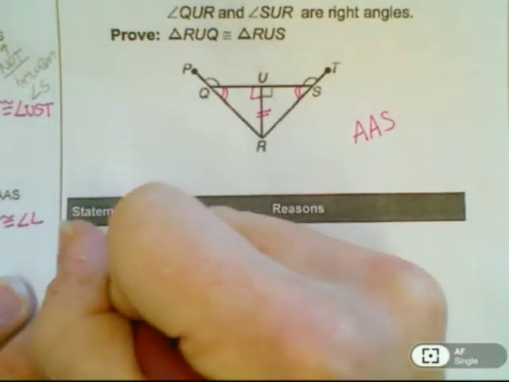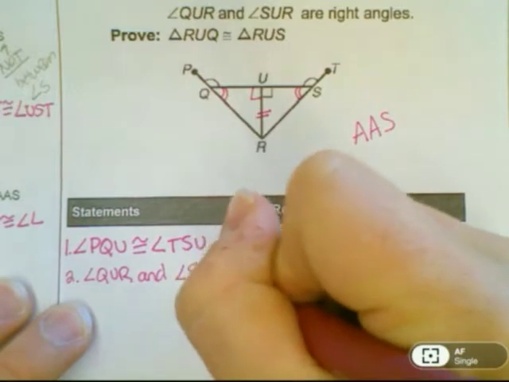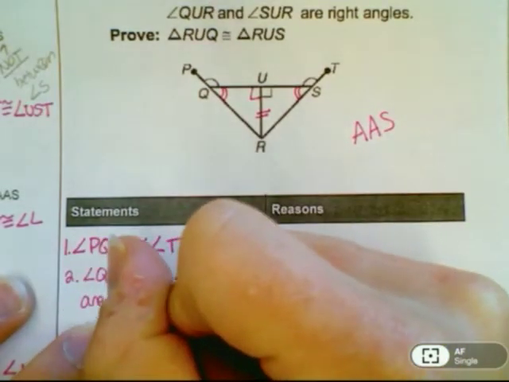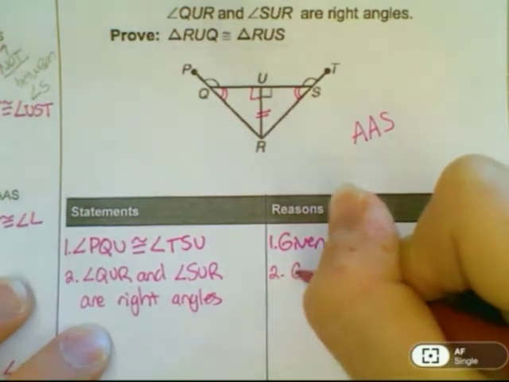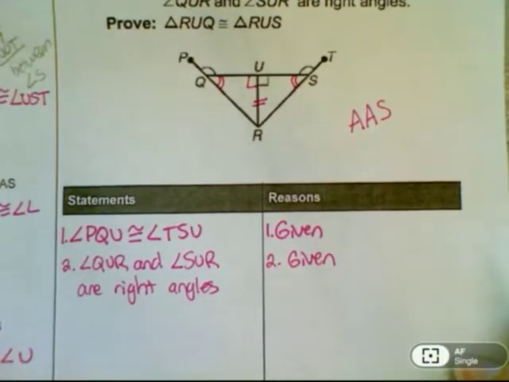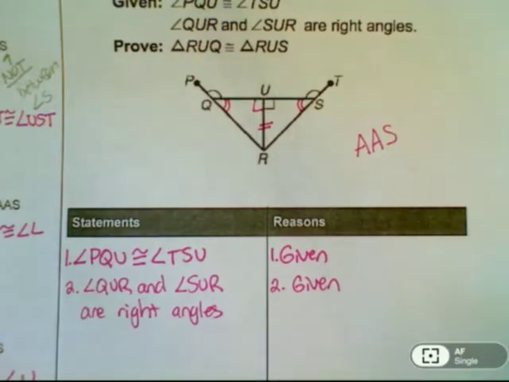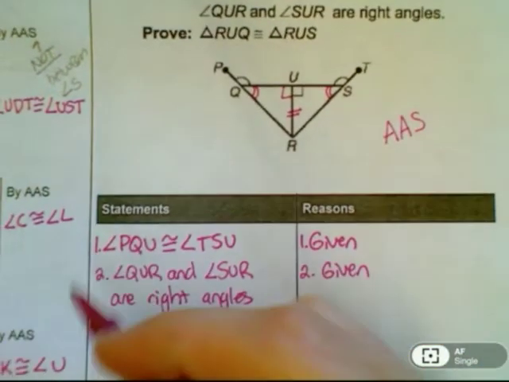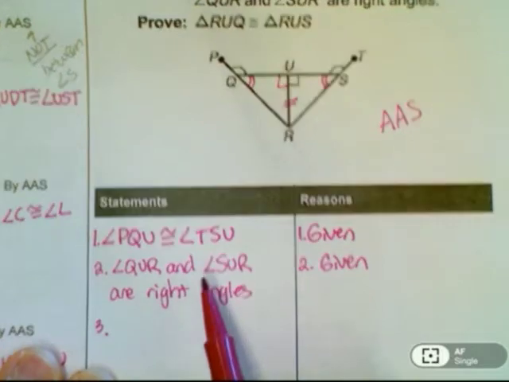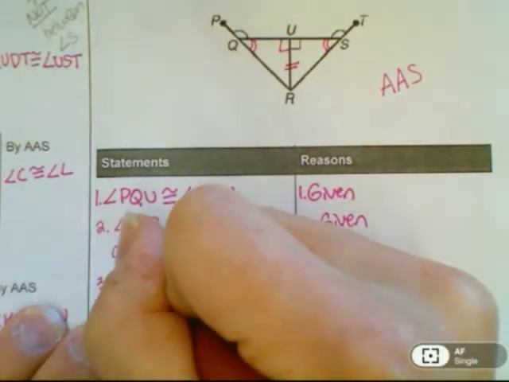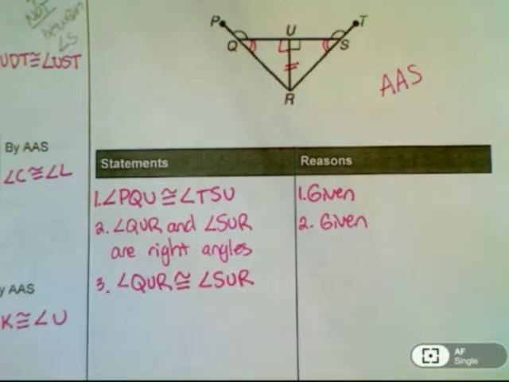Statement two, I'm just copying from up here. Okay, so that's what's given. We need two angle congruent statements and a side congruent statement. So I'm going to start with these angles. So this will be statement 3. And I want to be able to say that those angles are congruent. It's these two angles that were listed here. So I'm going to say angle QUR is congruent to angle SUR. So that's my first angle congruent statement.